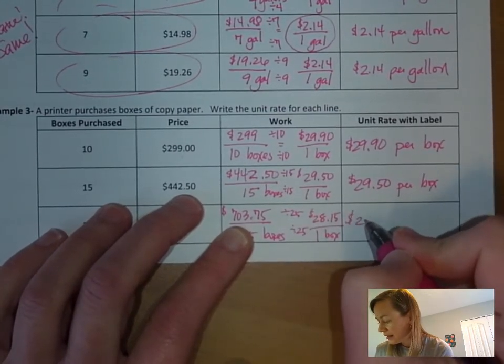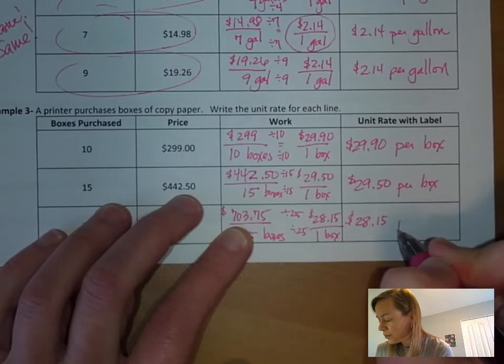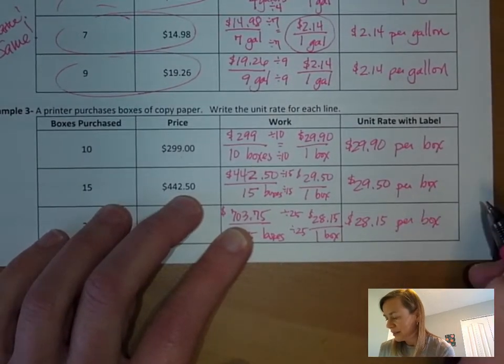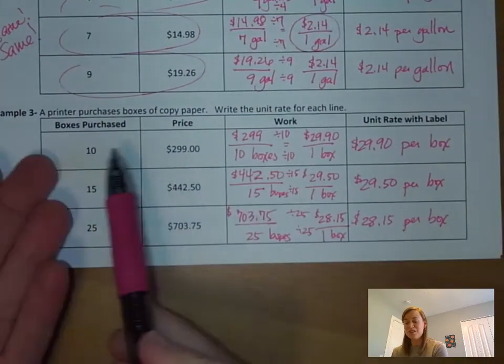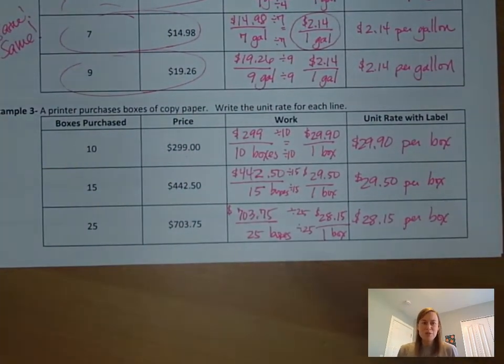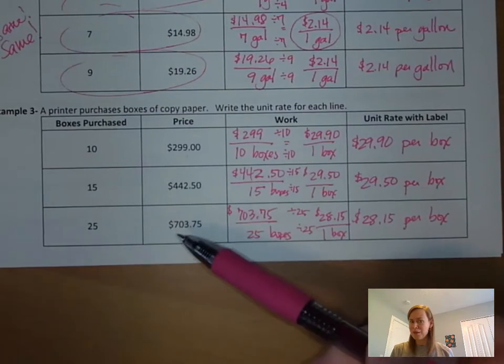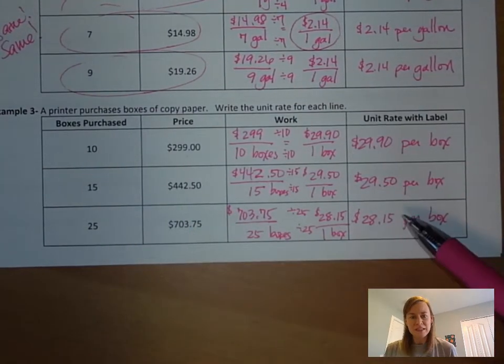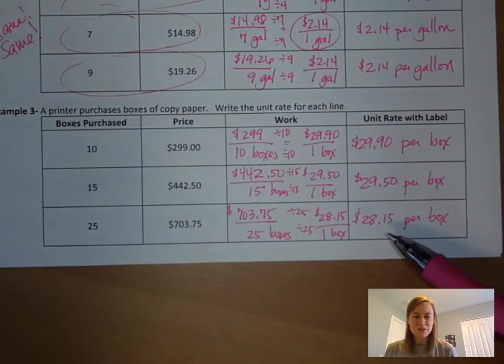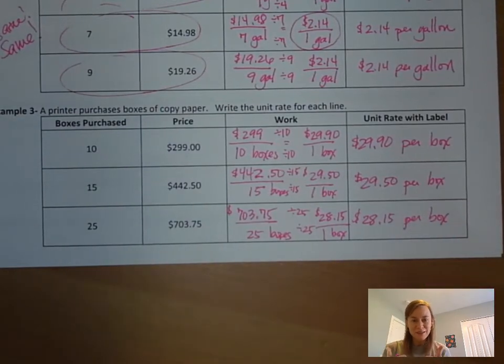Okay, we're going to write that like this, $28.15 per box. So it's just a lot easier to compare now that we have the unit rate. When you're looking at these numbers, who knows what's cheaper? You might be buying in bulk and hoping you get a better deal, like at Costco or something, right? But you don't really know until you divide it out, make your unit rate, and then you know for sure, hey, I'm getting a better deal.